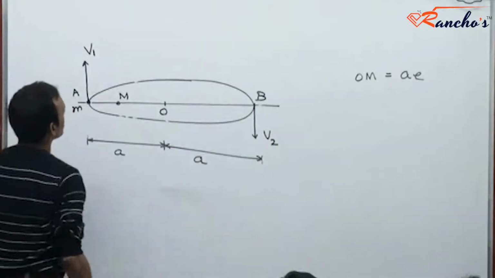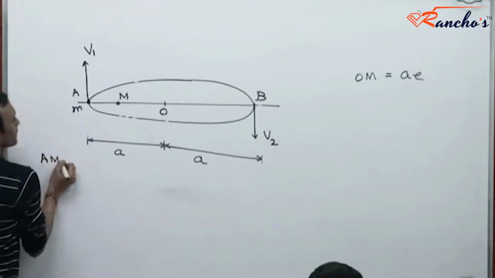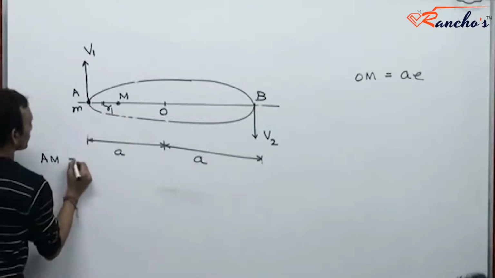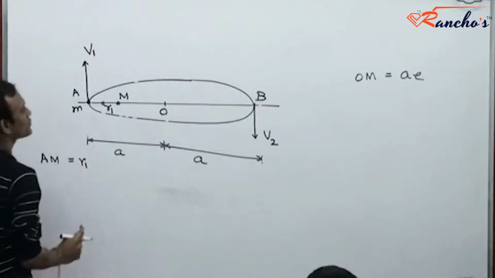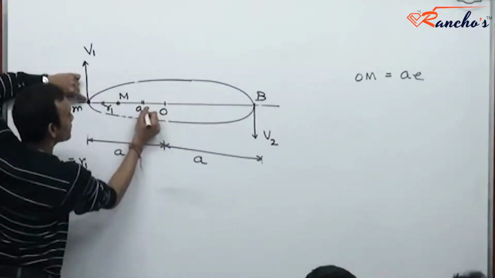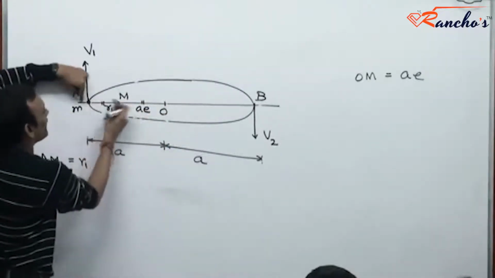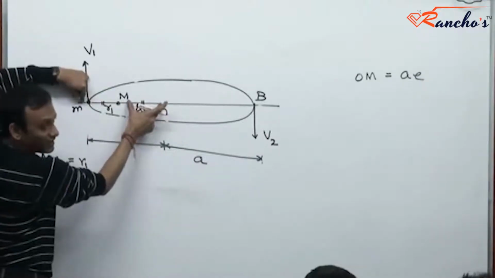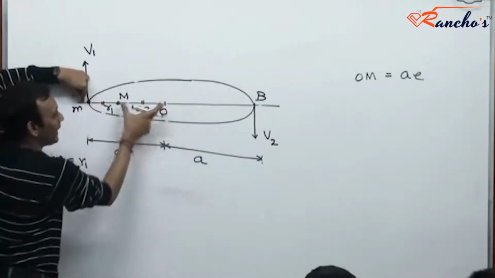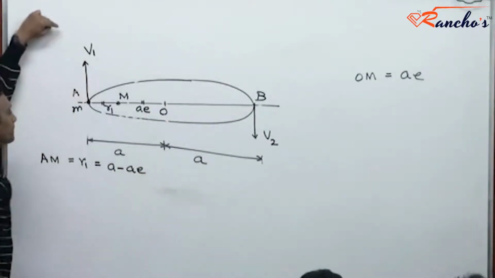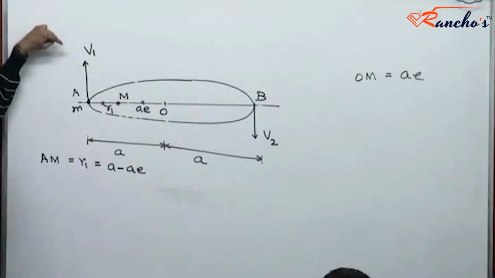Now, AM, let's say, is r1. AM is r1, which is very clearly, this is a and this length is ae. So AM would be a minus ae. r1 would be a minus ae. That's r1, which is AM, right?